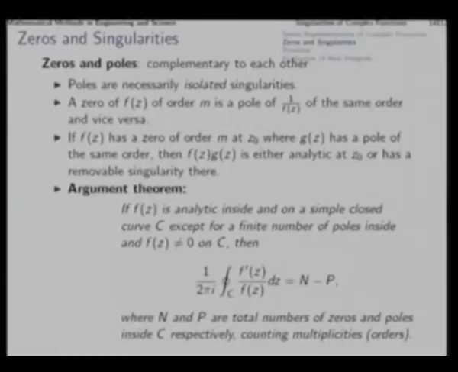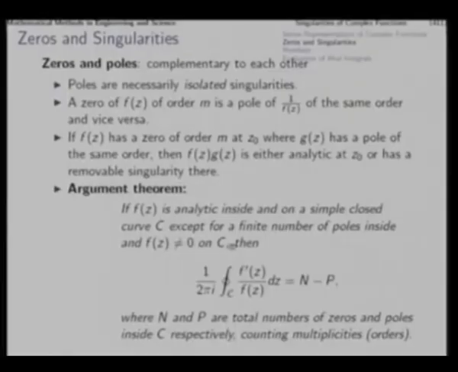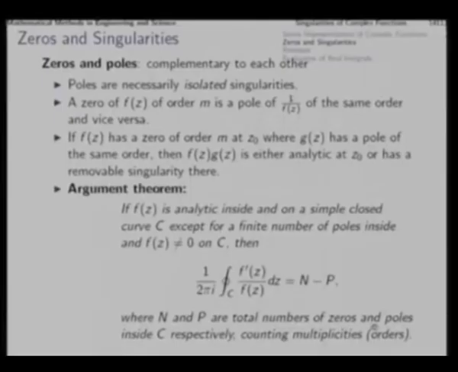There is an interesting theorem in this context and that is called the argument theorem. If f(z) is analytic inside and on a simple closed curve C except for a finite number of poles inside and f(z) is not equal to 0 on C, then this expression gives you the difference of n and p, where n is the total number of zeros inside C and p is the total number of poles inside C, of course counting multiplicities or counting orders.